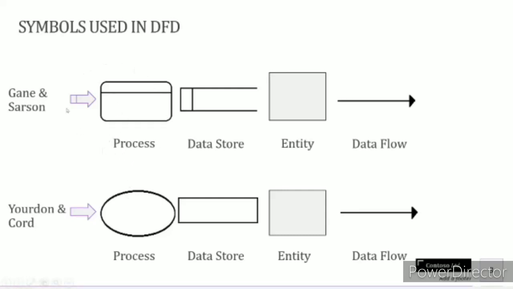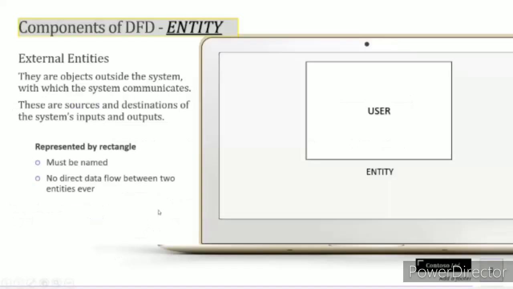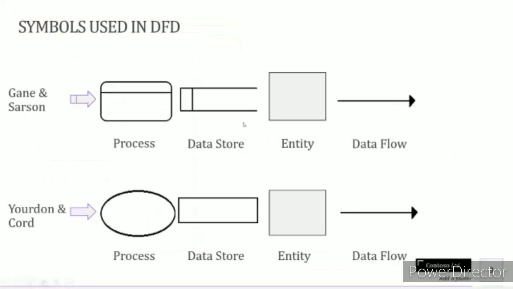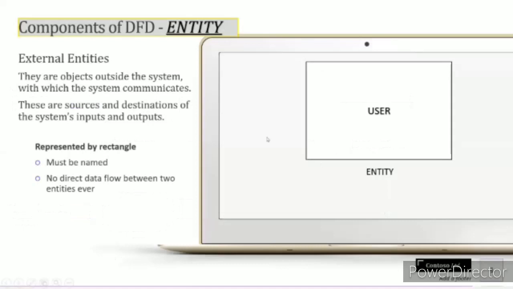In Gane and Sarson's diagram, the process looks like a square with rounded corners, whereas in Yourdon and Coad, the process is a circular form. If we look at the other symbols used in the DFD, the data store is shown in a rectangular shape, the entity is shown in a square form, and the data flow is shown with an arrow sign. Now let's see what these symbols mean in DFD.